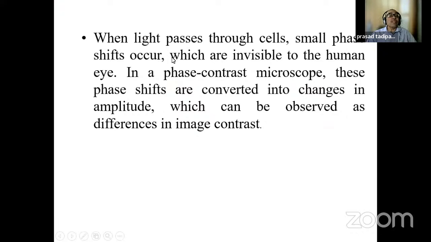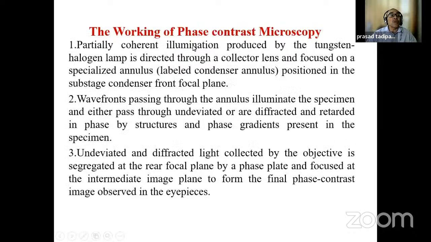When light passes through cells, a small phase shift occurs which is invisible to the human eye. In a phase contrast microscope, these phase shifts are converted into changes in amplitude, which can be observed as differences in image contrast. That is the actual concept.